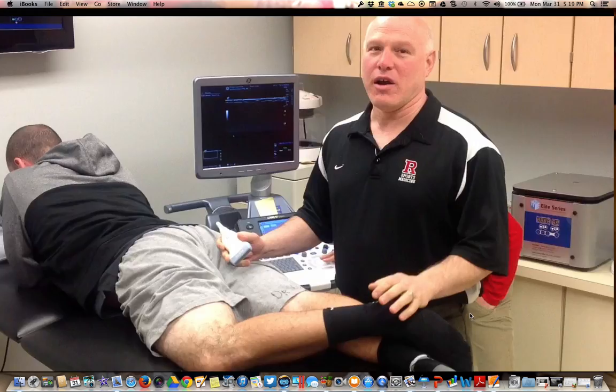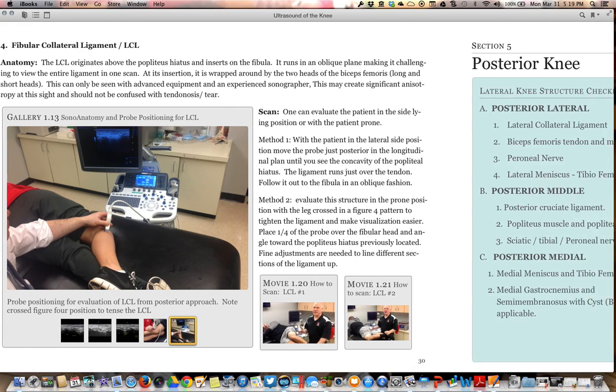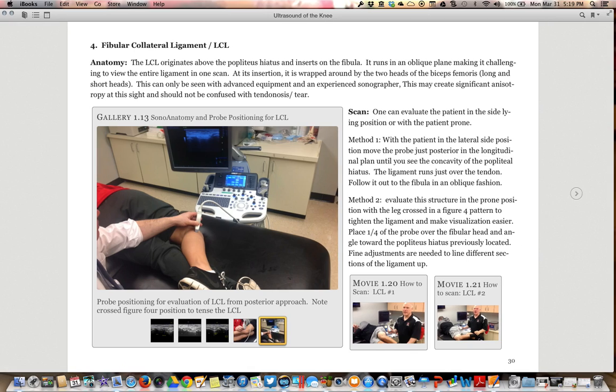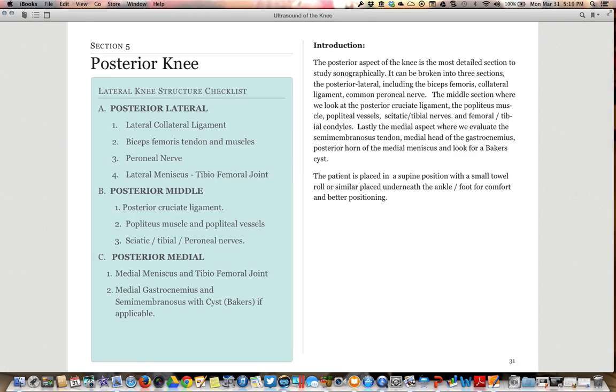That will cover our review of the lateral aspect of the knee. Our next section will be the posterior knee, which we'll cover shortly.